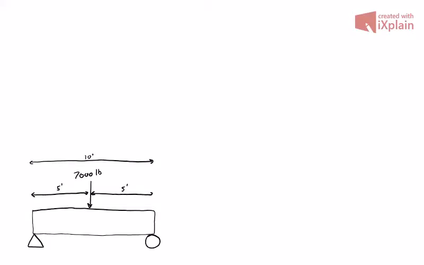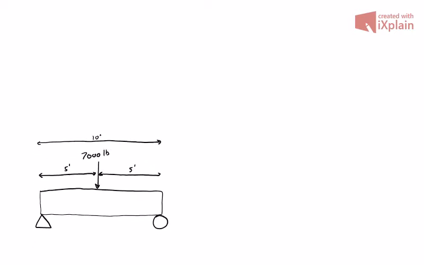All right, hello everyone. This is lesson 25, example problem 1. We're going to do 1A and then we're going to do 1B. So for 1A, we have a simply supported beam with a 7,000 pound point load right in the middle of our 10-foot beam. All right, so the problem asks us to solve for the resultant forces at A and B.